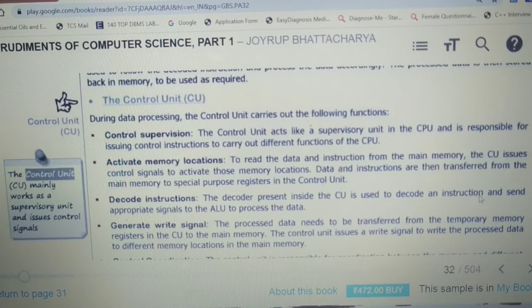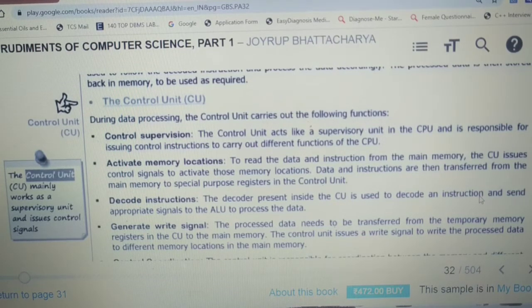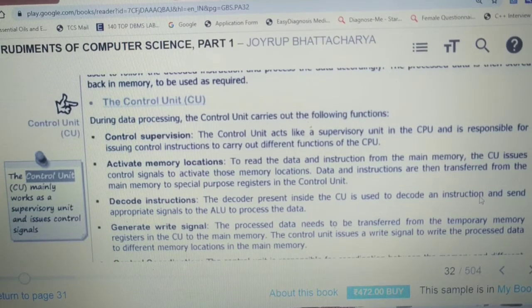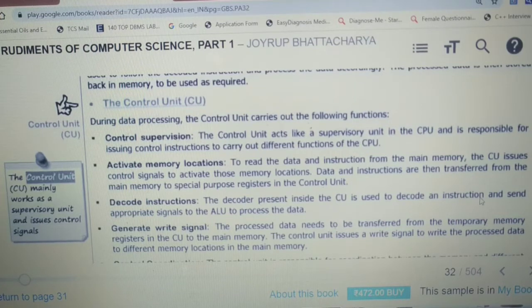Activate the memory location. To read the data and the instruction from the main memory, the CPU uses these control signals to activate those memory locations and transfer the data from there to the CPU register. Third one is decode instruction. The decoder present inside the CU is used to decode an instruction and send the appropriate signal to the ALU processor. So the decode phase means whatever instruction is given, the meaning of the instruction is decoded.